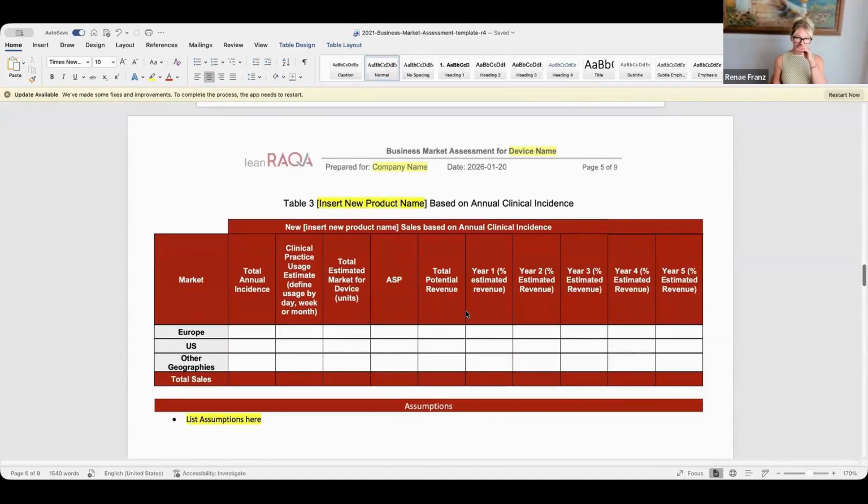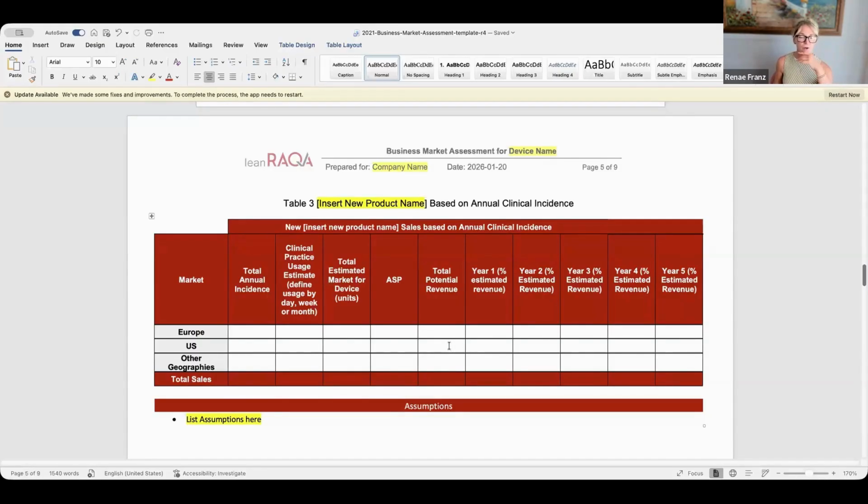And then let's say it's an unknown problem with an unknown solution. In this case, let's just use the feeding or nasogastric tube placement example. You would know, for example, how many feeding tubes are placed a year. And then you would assume, okay, let's just say total available market would be 100%. And that would tell you what the total available market is. You put in your ASP and your total potential revenue. So that's your TAM.